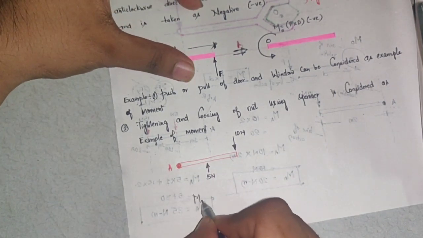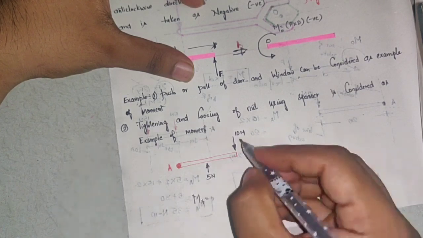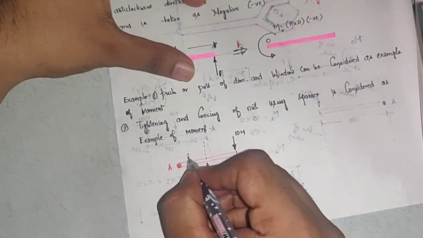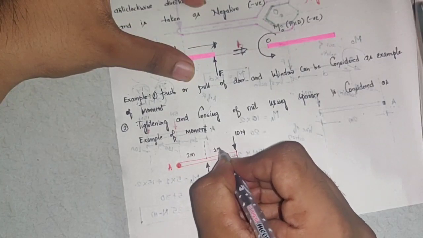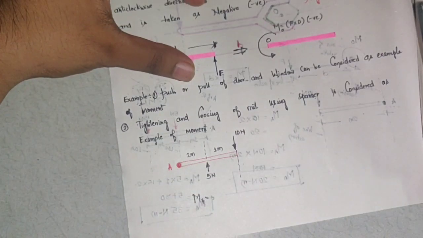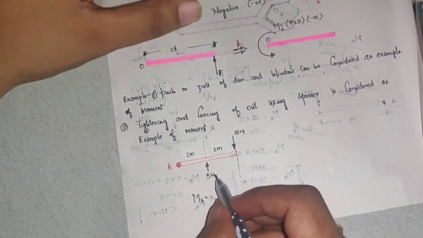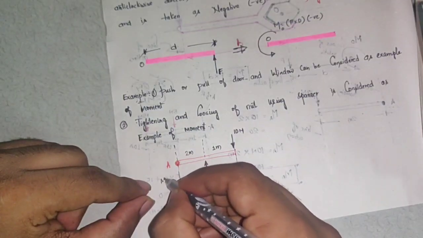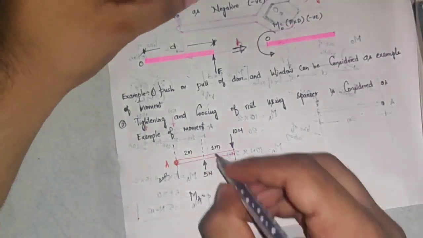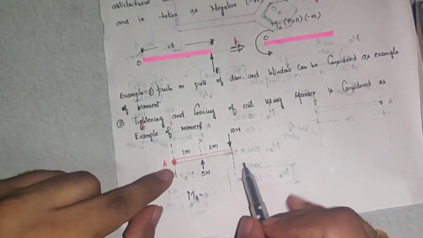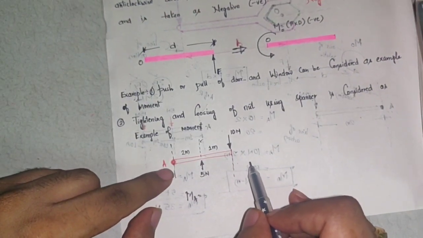So moment about A, I'll write it as MA, which is equal to... This is the line of action of this force, and this is the line of action of this force. This is 2 meters, this is 1 meter. From here to here it is 1 meter, here it is 2 meters. Total length is 3 meters. About point A, this is the axis of rotation, and these are the lines of action. So how will this 5 newton force rotate about A? What is the nature of rotation?